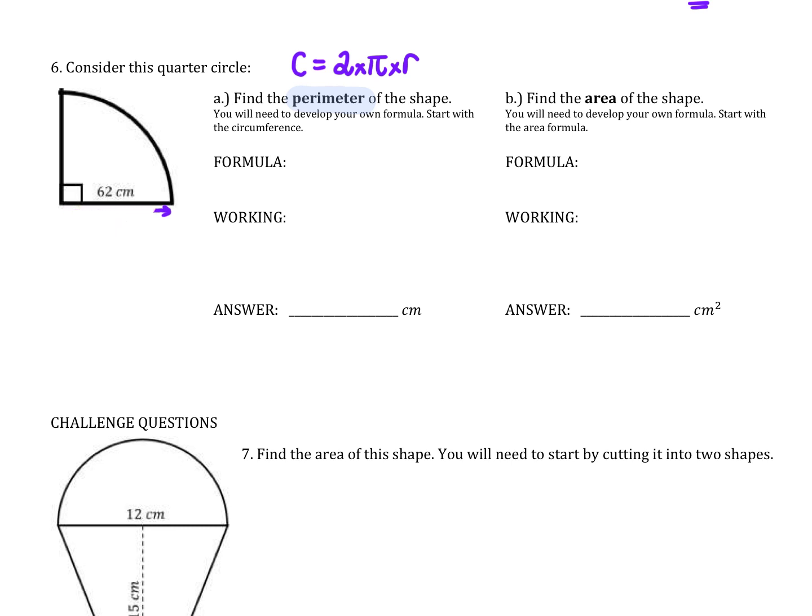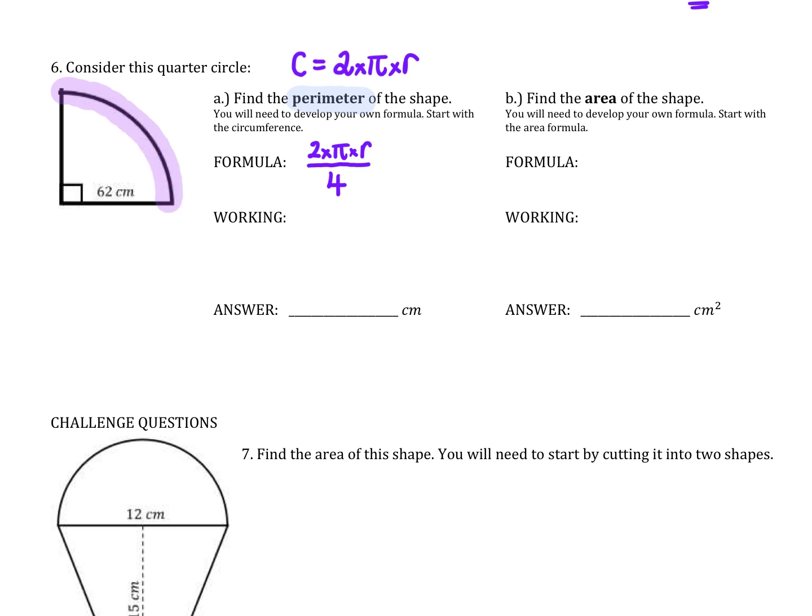Now, I don't have the whole circumference of the circle. I've only got a quarter circle. So I'm going to have 2 lots of pi times the radius. That will give me the whole circle. And I'm going to divide that by 4. And if I do that, that will just give me this piece here.